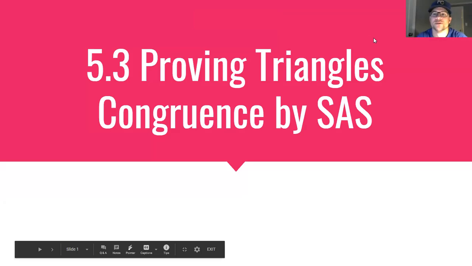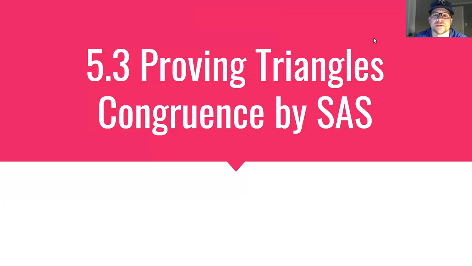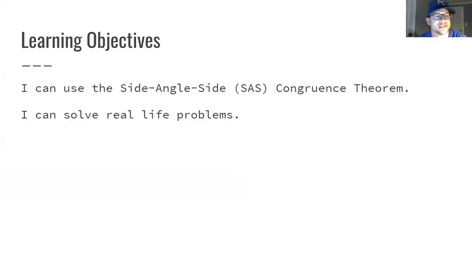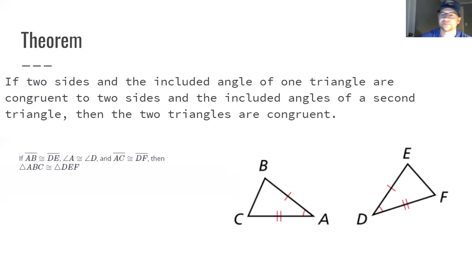All right, this is a video tutorial for the Big Ideas Geometry section 5.3, Proving Triangle Congruence by SAS. The major idea is that you can use the side angle side congruence theorem. That's what SAS is going to stand for today, and be able to use that side angle side theorem to solve real life problems.